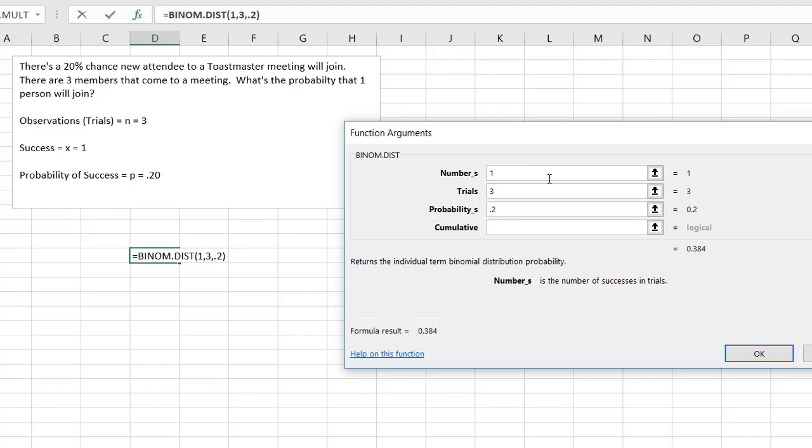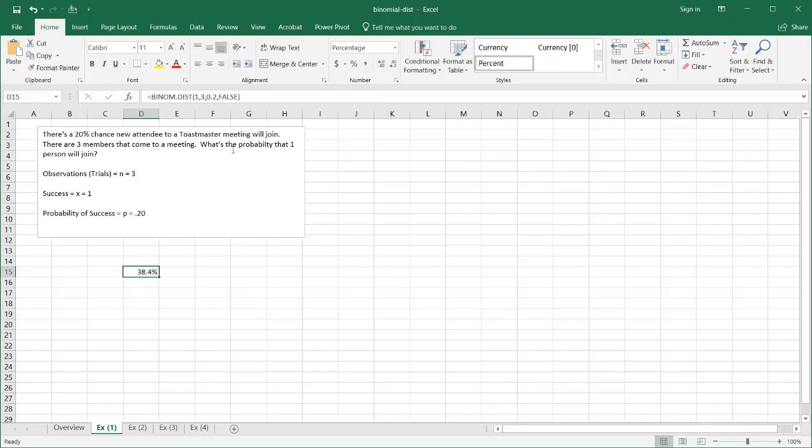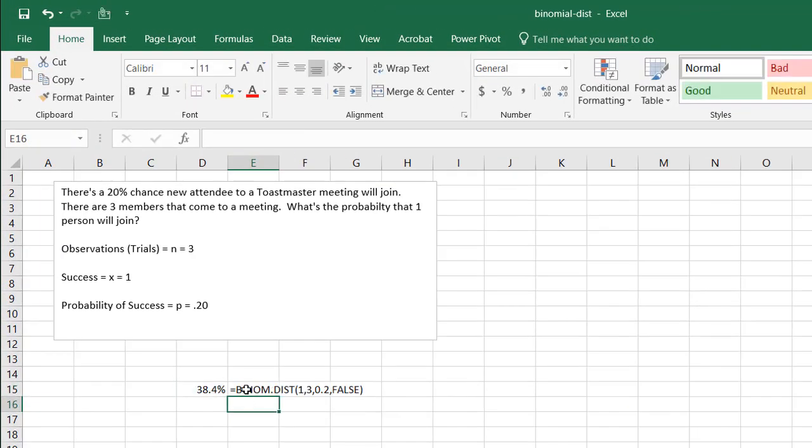So we have our number, that's the number of successes. We have our trials, the independent trials or observations, our probability, the probability of success on each trial, and this cumulative argument. So our cumulative argument is going to be false because we want to use the probability mass function. Click OK. And we have 0.384. So 38.4%, that is the probability that one person will join based on this meeting. So that's using the BINOM.DIST function. Now that's the easiest one, right?